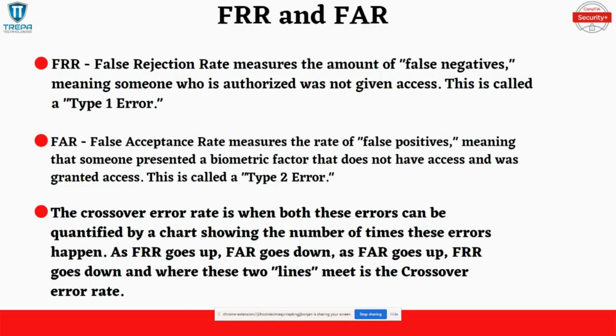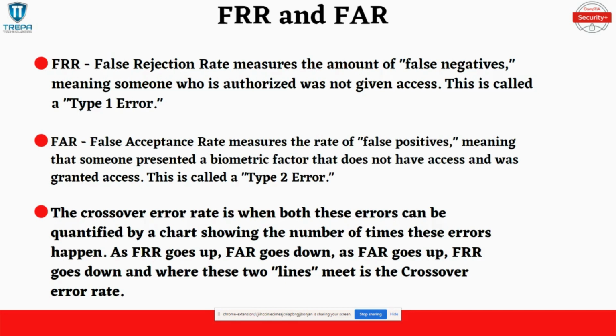And then we have CER, which stands for the crossover error rate. The crossover error rate is a way to quantify both the FAR and FRR as a line graph, right? So what do I mean by this? When the FRR goes up, the FAR goes down, and vice versa. So the higher our false rejection rate is, the lower our false acceptance rate is. And it works vice versa, right?